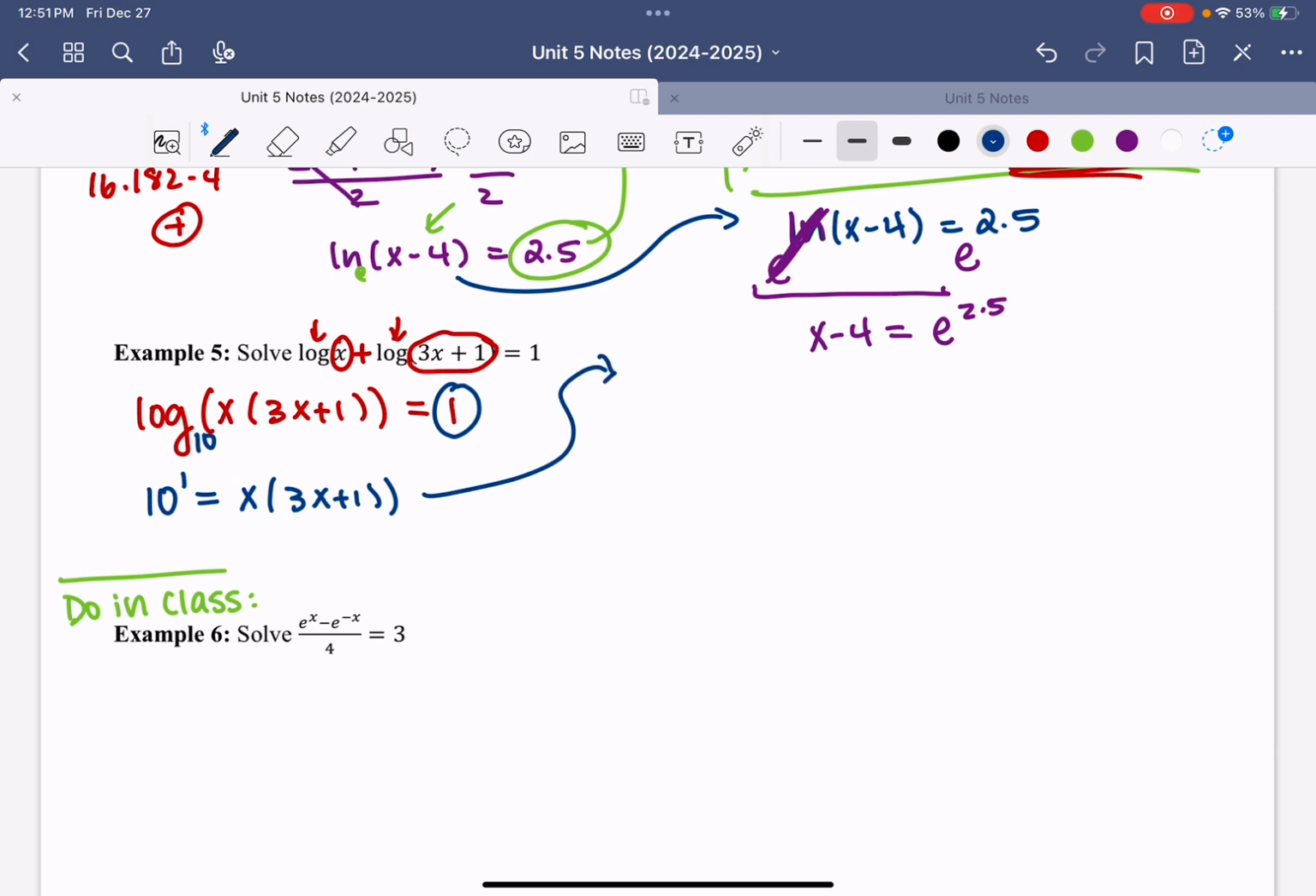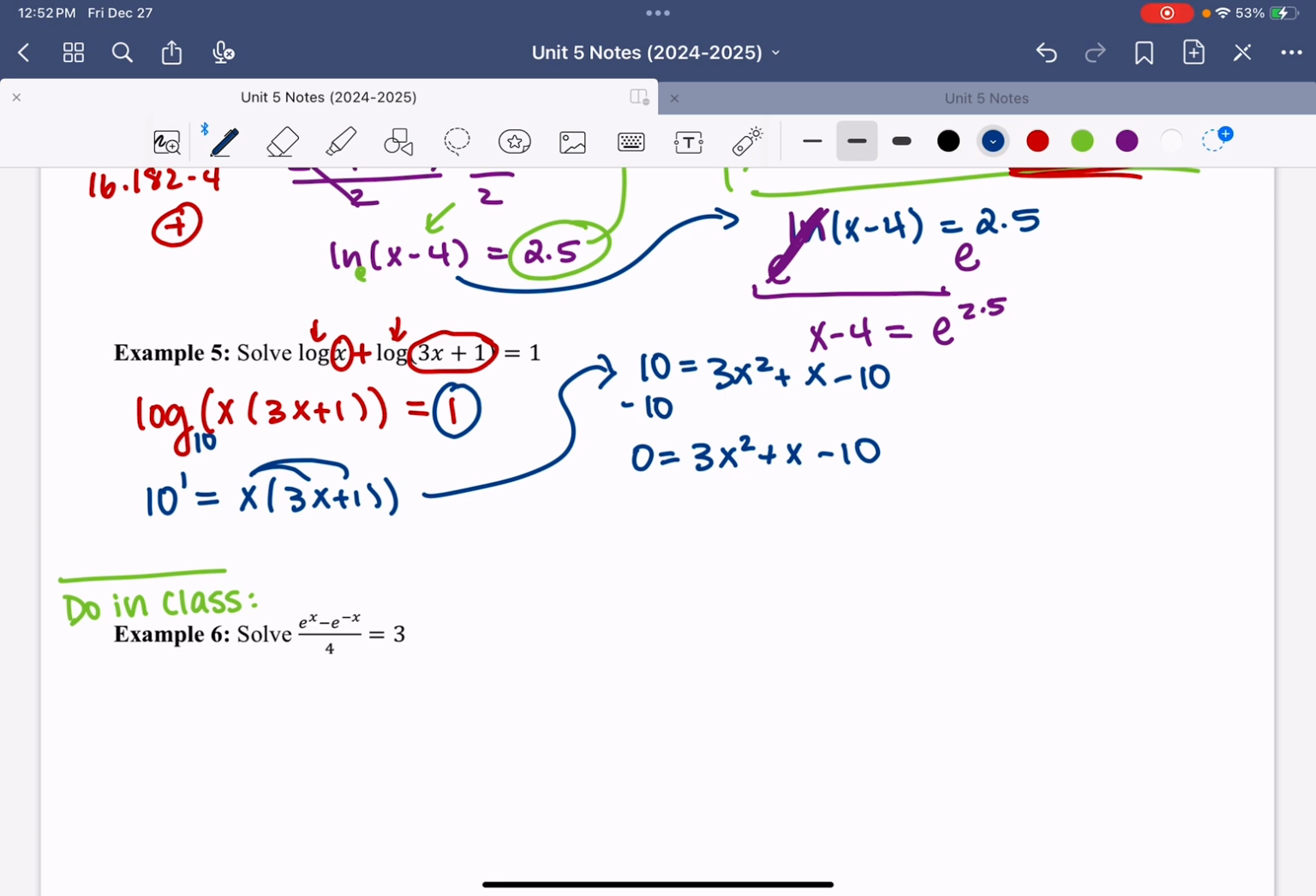Okay, so solving this from here, we'll have 10 is equal to, I'm going to go ahead and distribute this through. So I'll have 3x squared plus x. Okay, and then we are running into a quadratic. So I'm going to go ahead and subtract 10 on both sides and set this equal to 0. So I have 3x squared plus x minus 10 is equal to 0.